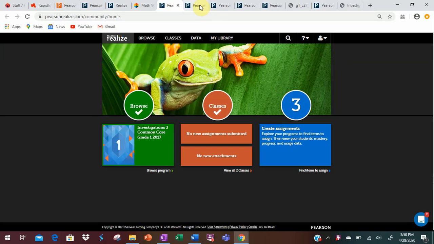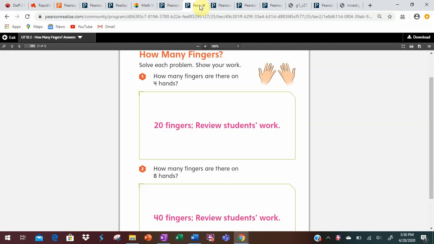Today we are going to check your problems that you did yesterday. This was the first one, how many fingers? It says, how many fingers are there on 4 hands? So you should have 20 fingers. Whether you drew 4 circles and put 5 in each circle, or drew 4 hands and put the fingers up there, however you figured it out, you should have 20 for your answer.